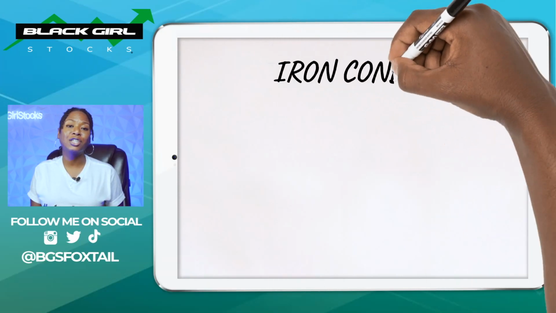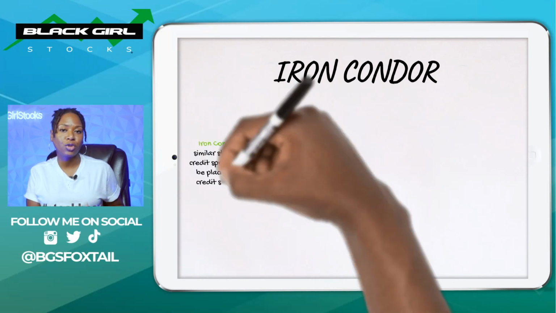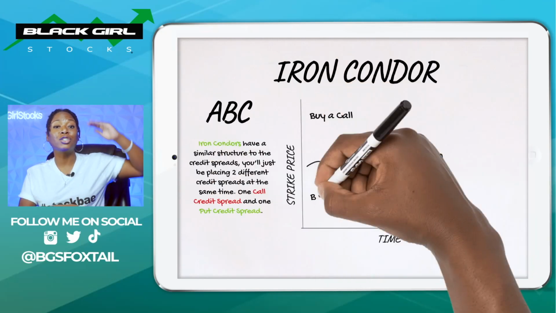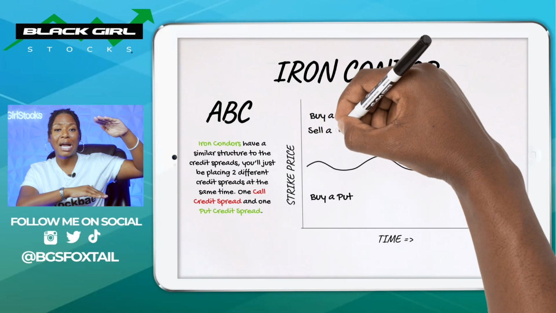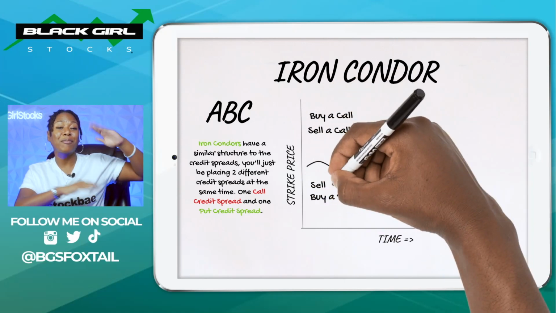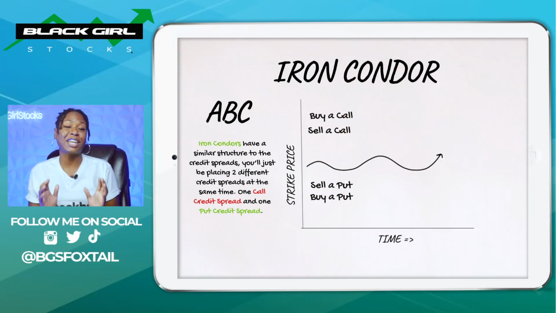And for the iron condors, they have a similar structure to credit spreads. It's just that you're going to be placing 2 credit spreads at the same time. Okay, so I know it sounds like a lot, but it's really not. It's really exciting once you get into it.